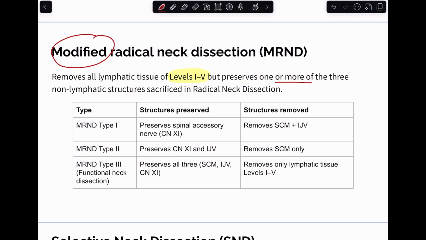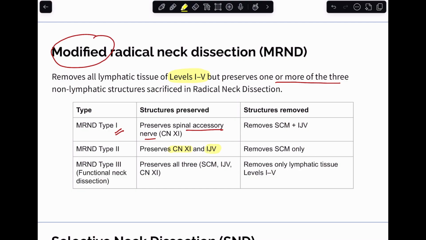Here we preserve one or more of the 3 non-lymphatic structures which we sacrifice in radical neck dissection. So that's how we have 3 different types of modified radical neck dissection. Type 1 is when we preserve the spinal accessory nerve and we remove the other 2. Type 2 is when we preserve the spinal accessory nerve along with the internal jugular vein, but we remove the sternocleidomastoid.